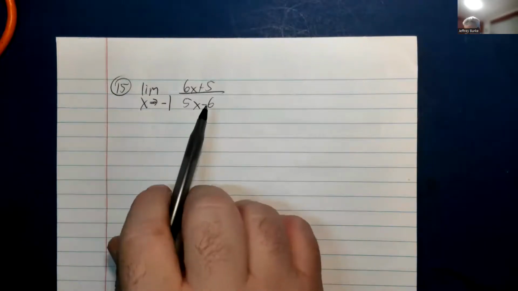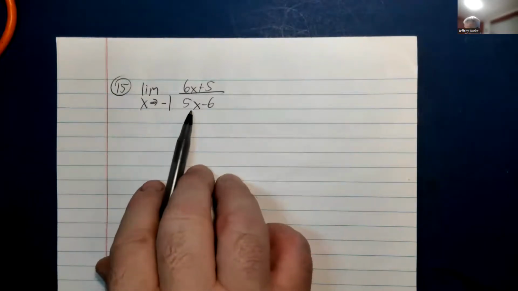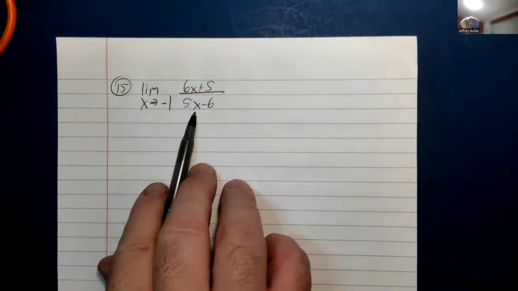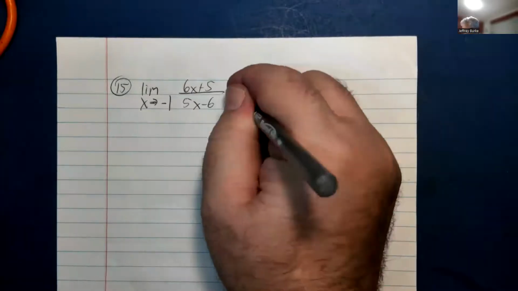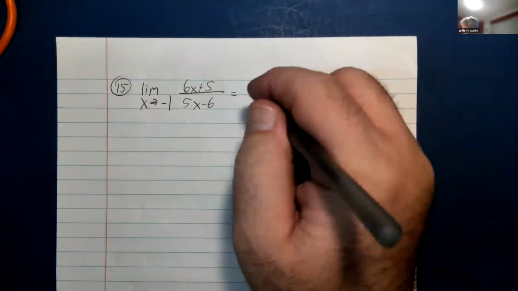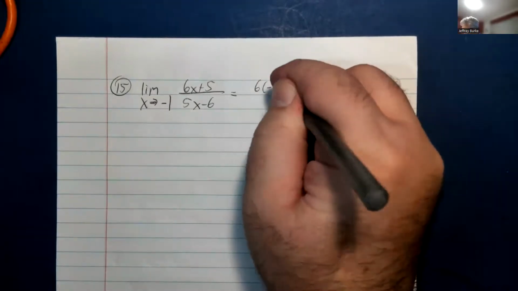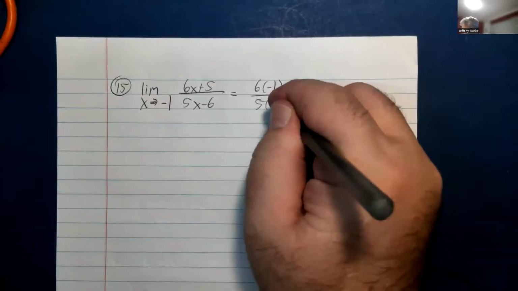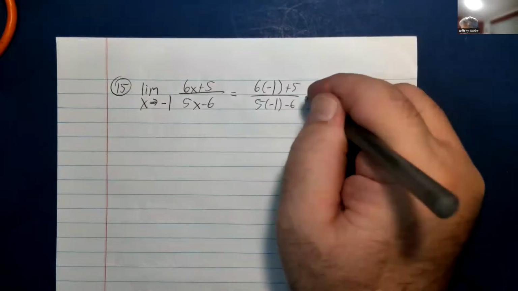Now, some of you may be tempted to look at this and think maybe there is something to factor. Generally speaking, as long as you're not going to get a 0 down here, which you're definitely not going to in this case, you can go ahead and just put the value in. So let's do that. Since we're just going to sub this in, we don't need to write the limit again. It's going to be 6 times -1 plus 5 over 5 times -1 minus 6.